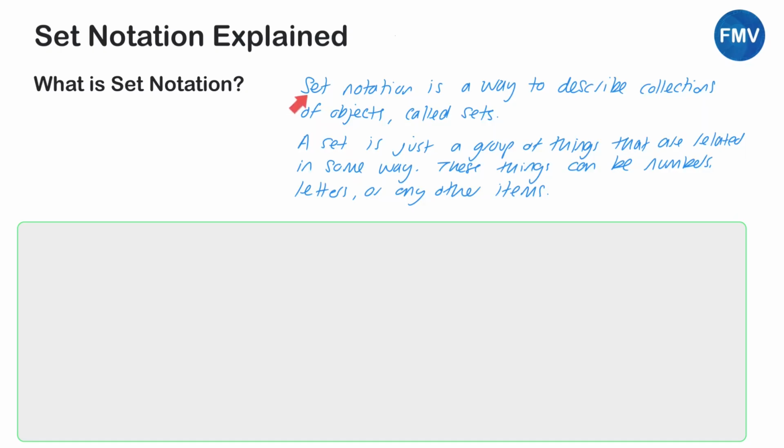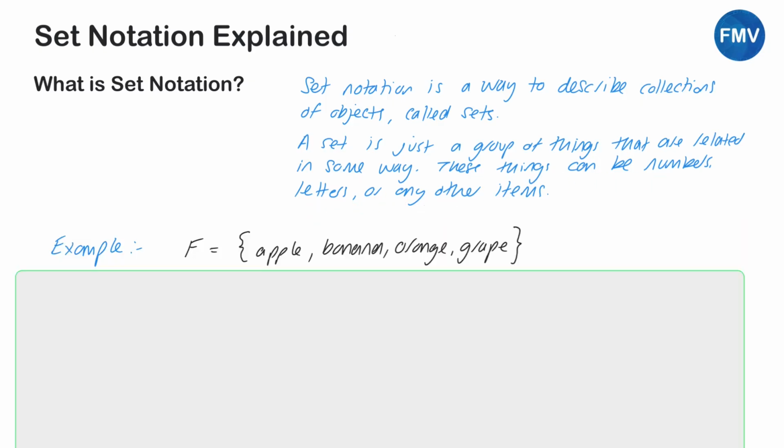Well, set notation is a way to describe collections of objects, and they are called sets. And a set is just a group of things that are related in some way. So these things can be numbers, they can be letters, or they can be any other items. Here is an example of a set that includes fruit. We designated the set with a capital letter F, and that designates this group of items. And we can see in this group of items, we've got an apple, a banana, an orange, and a grape.